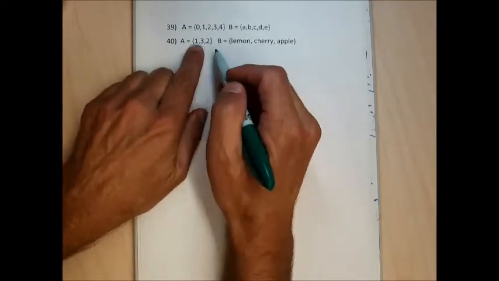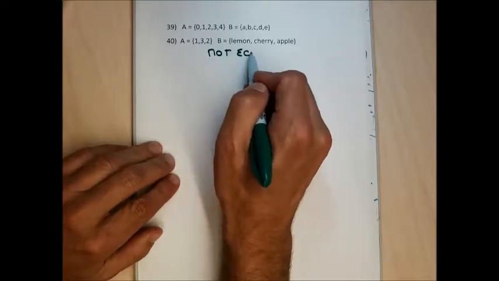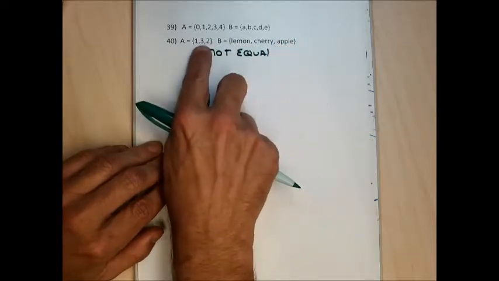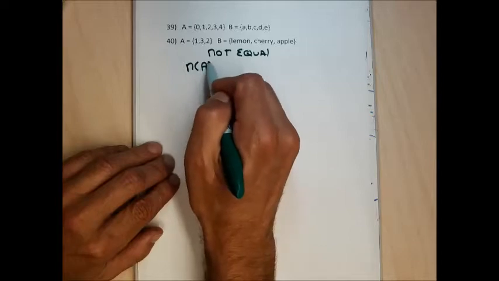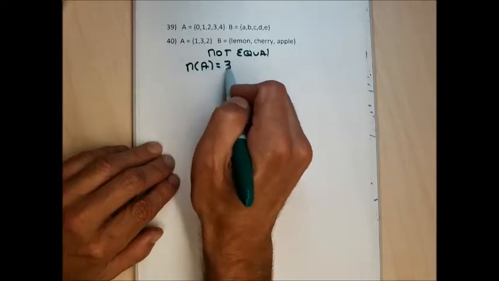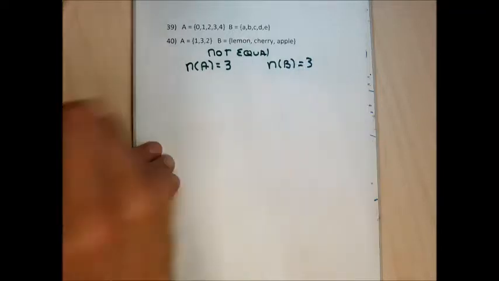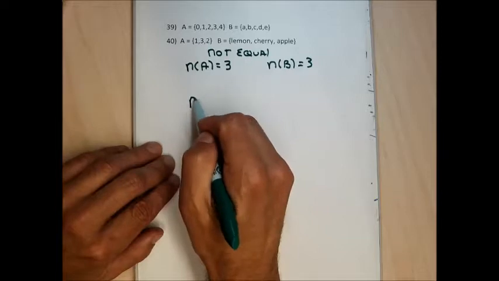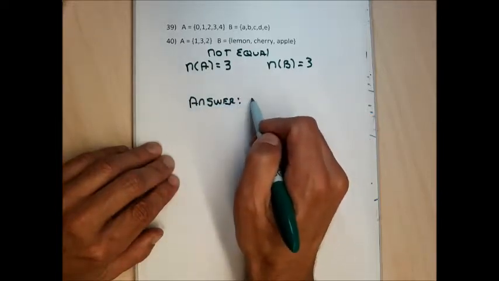So for my problem 40, these are clearly not equal because they don't have exactly the same elements. Lemon, cherry, and apple aren't the same as 1, 3, and 2. But in terms of equivalent, the number of elements in set A is 3, and the number of elements in set B is 3, so they're equivalent. So they're not equal, but they are equivalent. My answer to problem 40, these things are only equivalent.